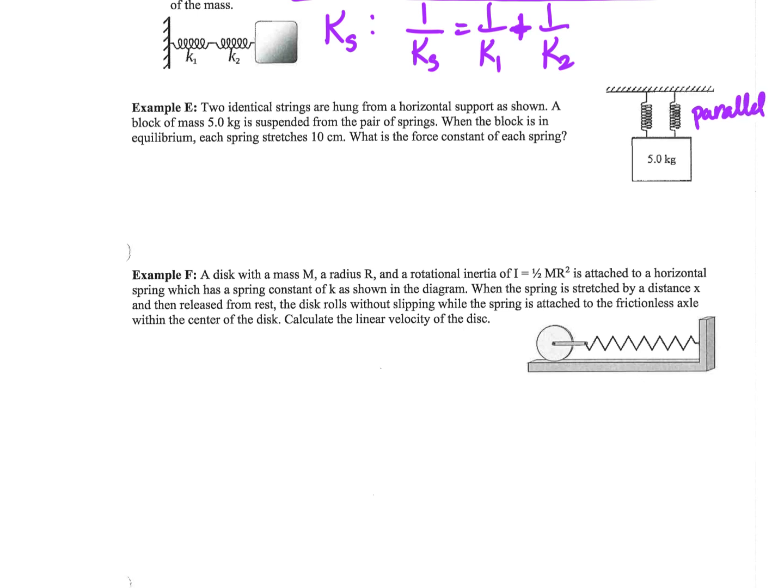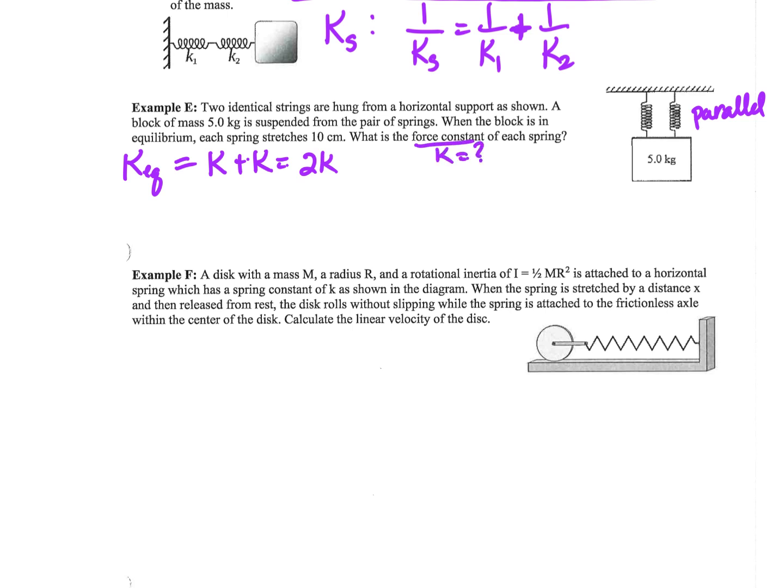And it wants to know what's the force constant for the spring. Well, let's look. First thing we have to figure out is K equivalent for parallel. We know that's going to be K of the first one plus the K of the second one. Since they're identical, it's going to be 2K. It didn't tell us what K was, so we're going to leave it as 2K. Now we need to talk about what's the force constant of each spring.